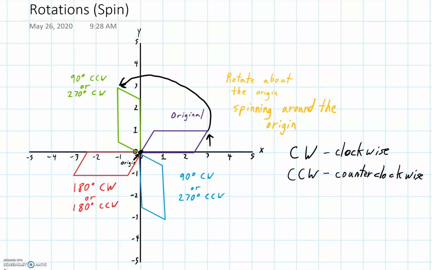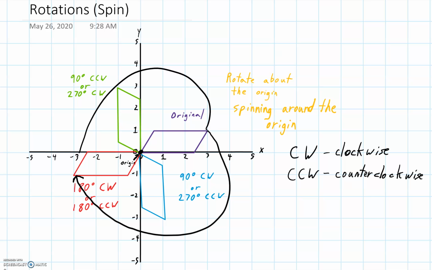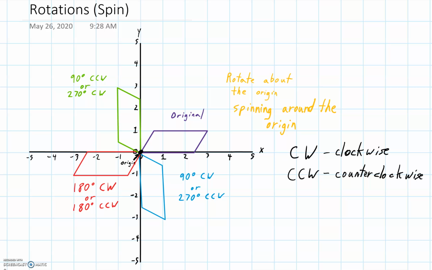The last one here is the final red shape, which is 180 degrees, where this corner goes all the way around to here, 180 degrees clockwise. Again, that point here is fixed. It hasn't moved, but we're rotating that corner around 180 degrees. So it could go 180 degrees that way, or 180 degrees this way. It's the same distance, the same number of degrees, the same amount of spin.